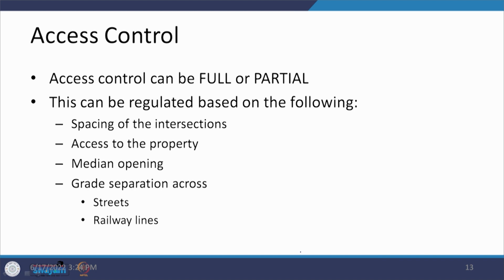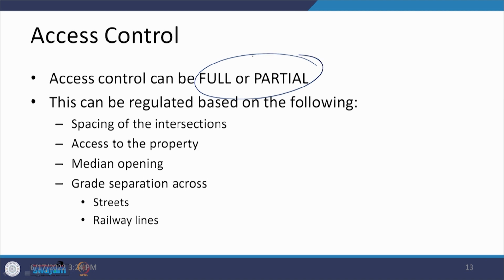Now, when we say that we are looking at the degree of access control, this degree can be either partial or full. And if you remember, when we talked about the definitions of arterial roads, sub-arterial roads, collector roads and the local streets, there also we used these words where we said that it is going to be a full access control or a partial access control.